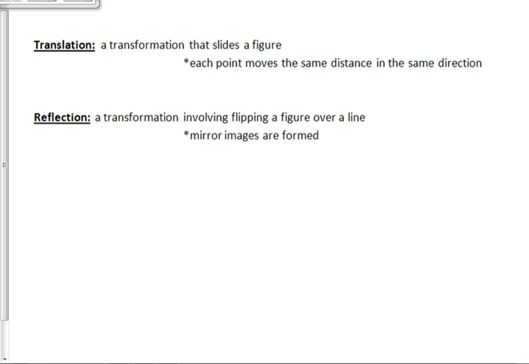A reflection is another type of transformation that involves flipping a figure over a line, and those lines normally would be the x-axis or the y-axis. It's just simply a mirror image.